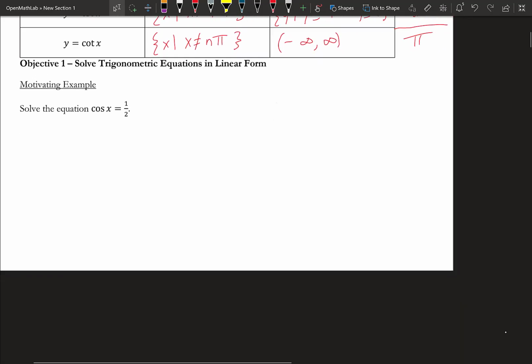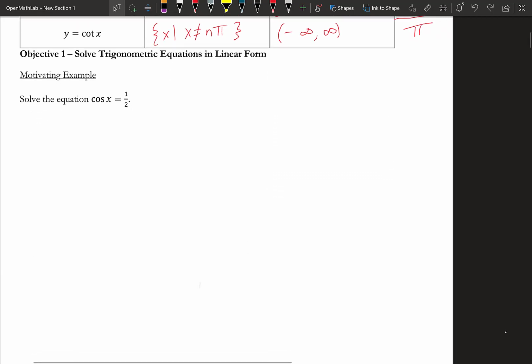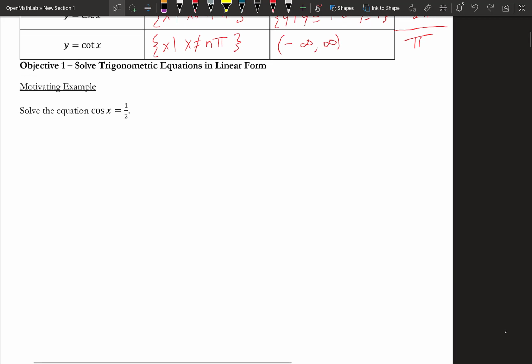So what we're working on here is trying to solve trigonometric equations, right? So objective 1 is being able to solve trigonometric equations in linear forms. These are going to be maybe the easiest examples. So first of all, what I have here is just a motivating example. It says to solve the equation cosine of x equals a half, right?